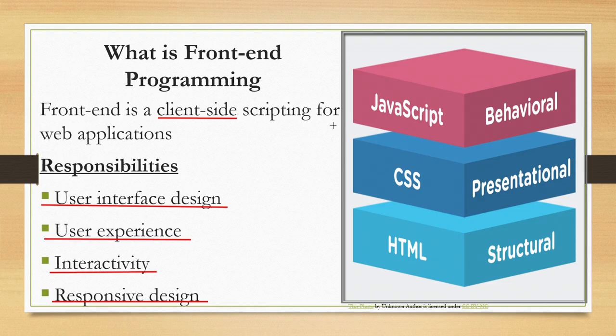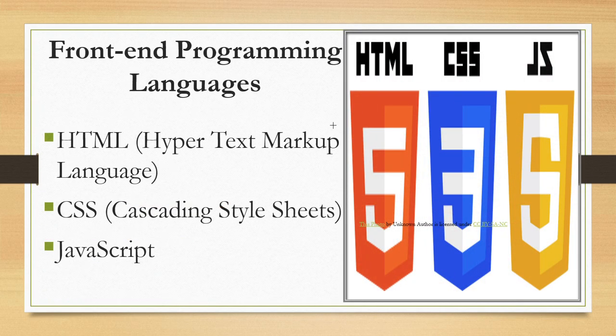So moving on to the next slide, we have front end languages. Like I told you earlier, front end has its own languages. You can't use Python now to do front end. No, what we use for front end is HTML, which is the hypertext markup language, CSS, which is the cascading style sheet, and JavaScript, which is a scripting language.